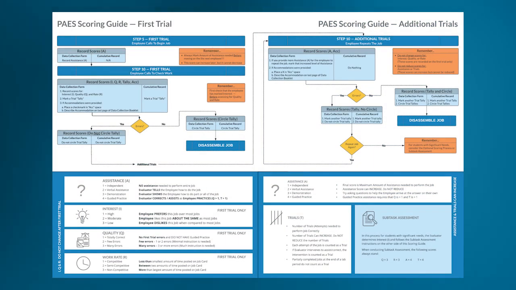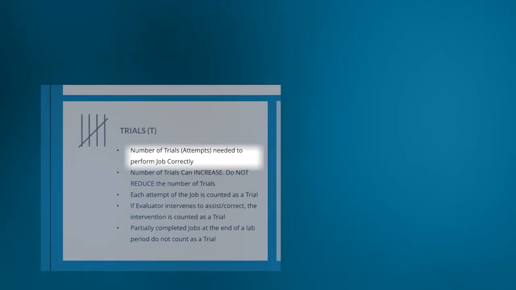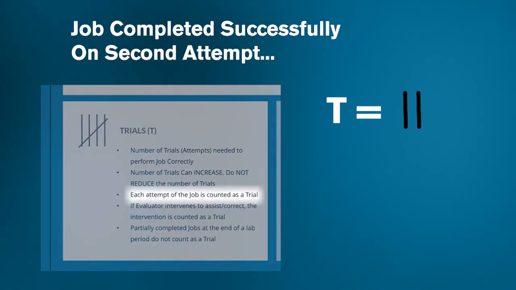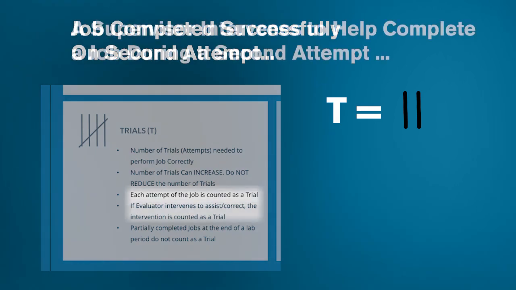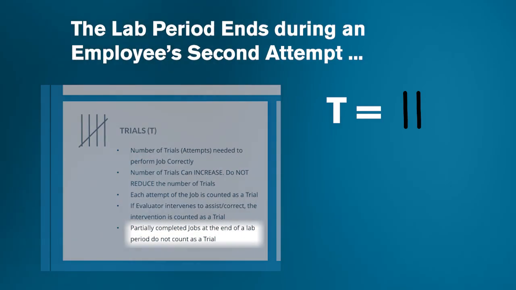Finally, let's review the number of trials score. An employee's number of trials on a job is simply the number of attempts they made to perform the job correctly. If an employee completes a job on their first attempt, they have a number of trial score of 1. Each attempt is counted as a trial. If a supervisor intervenes to assist an employee, that intervention is counted as another trial. Partially completed jobs at the end of lab don't count as trials.